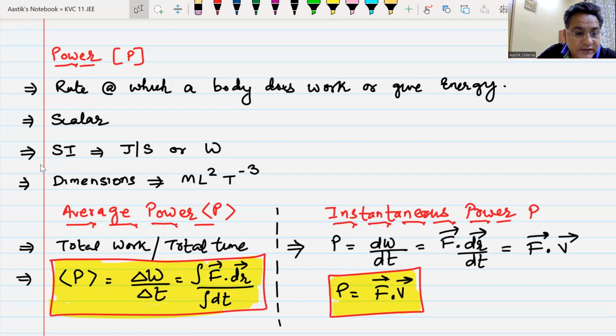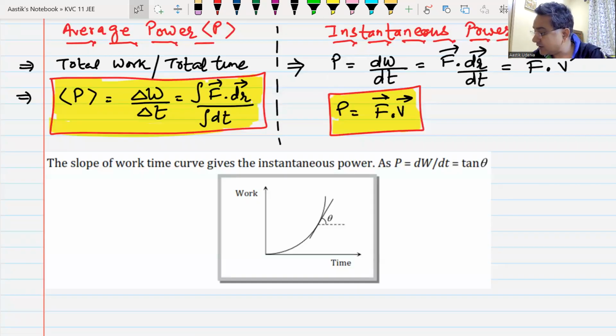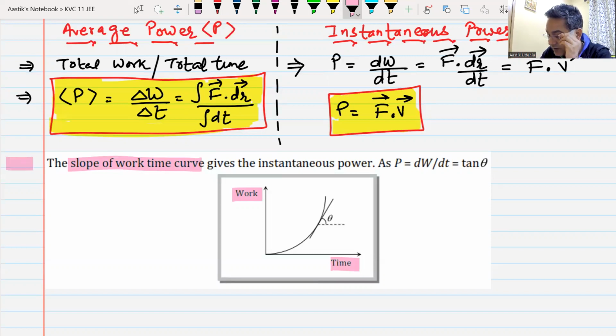Now, we have seen that power is dW by dt. Now, as soon as we see that power is dW by dt, I can understand that the slope of the work time graph, if I plot work and time, the slope of this work time graph will give us the instantaneous power. Do we understand this? dW by dt means slope. The slope of work time graph gives me instantaneous power.